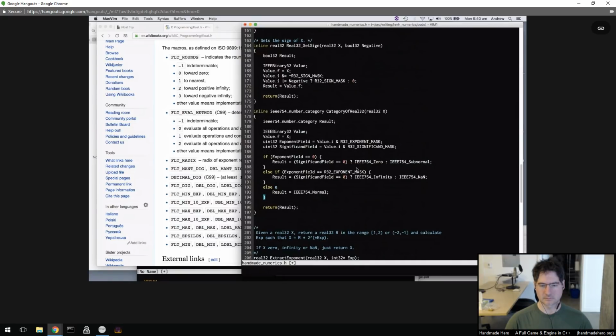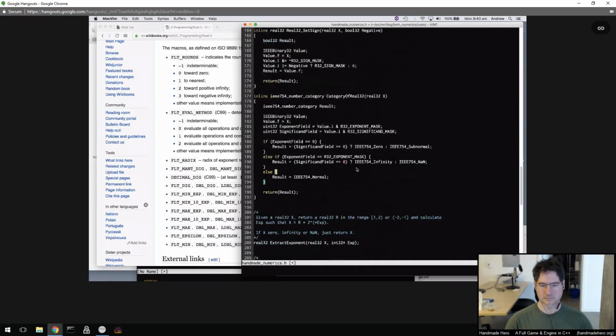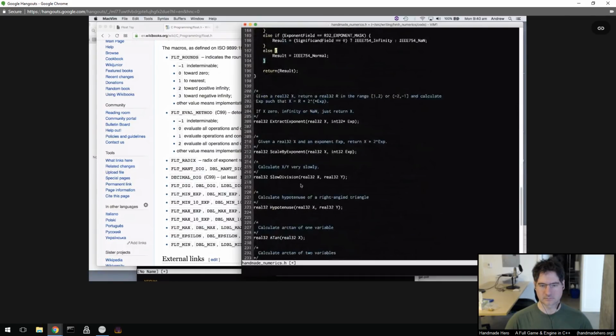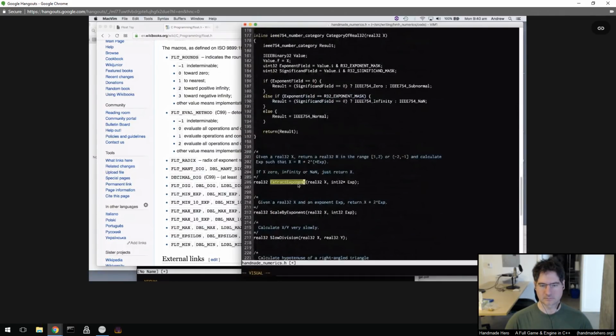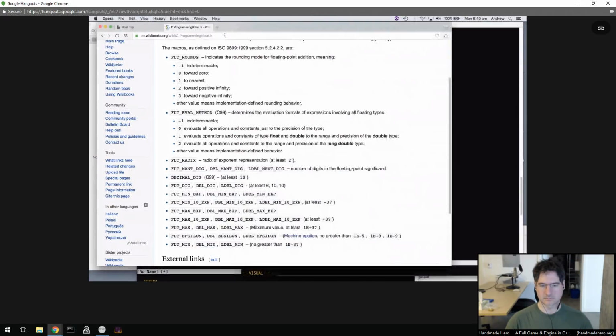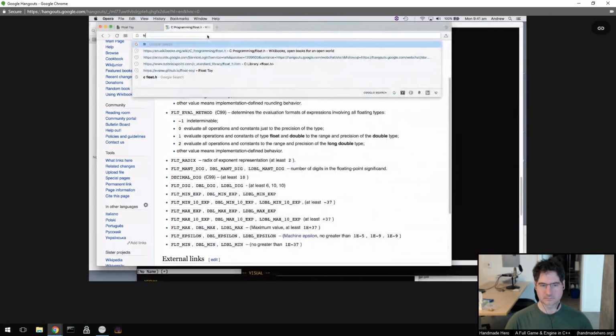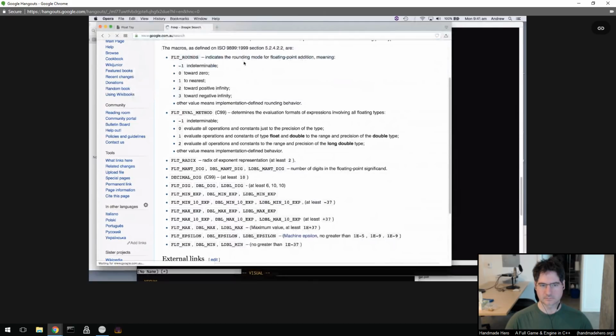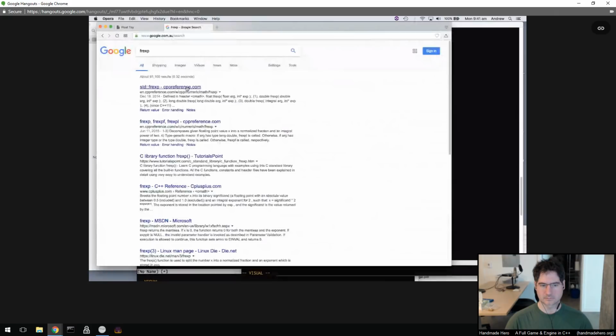All right, now this is where it starts getting interesting. Extract exponent. Now again, there is a function in the C standard library that does this. It is called frexp. Here we go. It's C++. C library function. Let's just pick one. Here we go, Microsoft. Let's look at Microsoft, shall we?